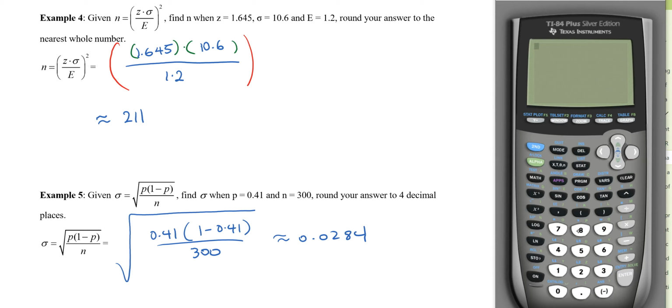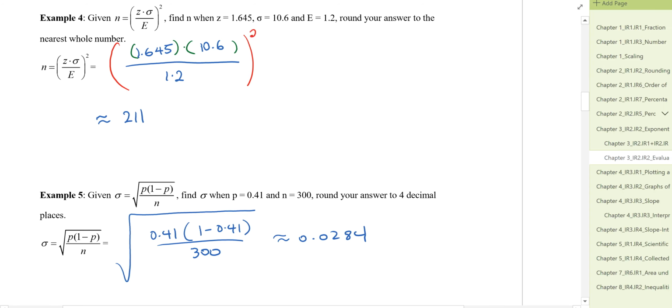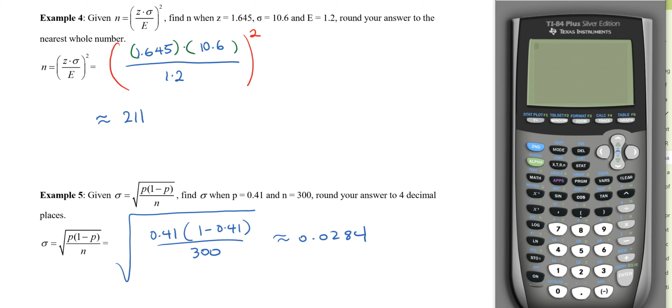So in the numerator, I have 1.645. Oh, don't forget the quantity squared. I forgot the square when I typed it in. So let me do it. I have a big parenthesis, the red one. Now I'm going to do the numerator, putting in one more parenthesis. So I have 1.645 times 10.6, and close, and divide over the denominator, which is 1.2, e, and the quantity, the whole thing, squared. Okay, and that's approximately 211.